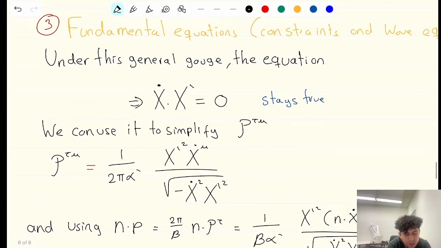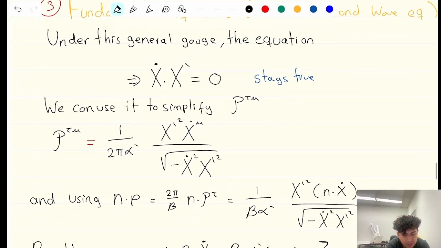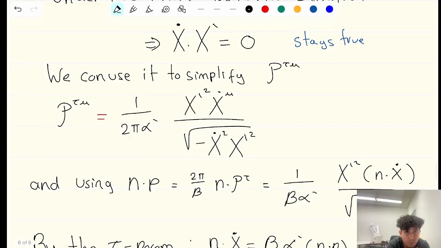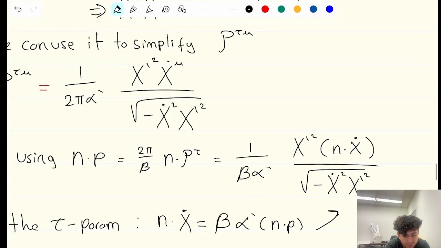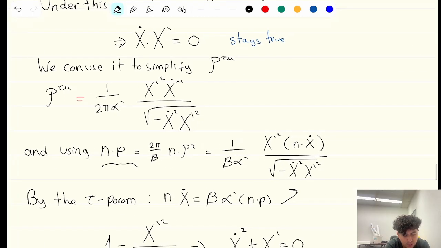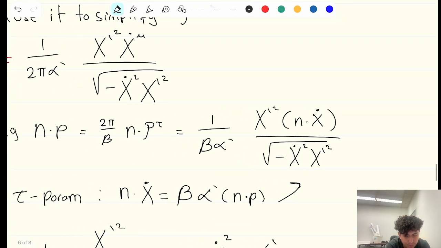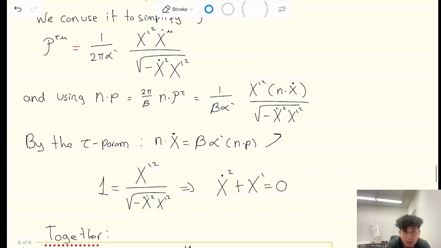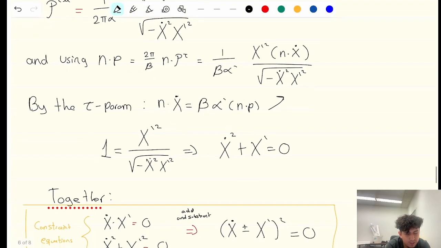And then we can use this condition to simplify our current expression for momentum density tau. And from here we can also use this condition to put it in terms of beta and momentum density. So then we get this. Cool. And then by the tau parameterization, we can also substitute this. And then we find this constraint equation.